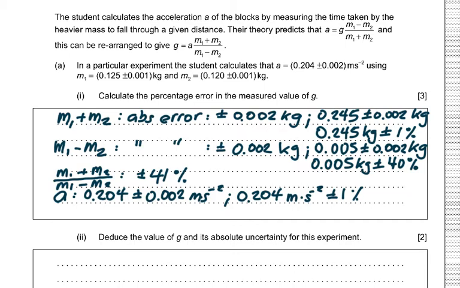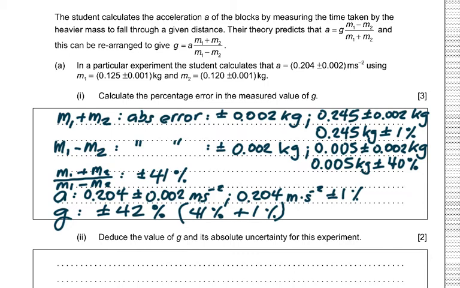And I converted to percentage because I am multiplying A times the quotient of M1 plus M2 and M1 minus M2. And so we see that G is the product of A times that quotient. So we already figured out the M's as 41%, and A brings in an additional 1%, and so we add the percentage uncertainty, and so ta-da, the percentage uncertainty in the measured value of G is 42%.